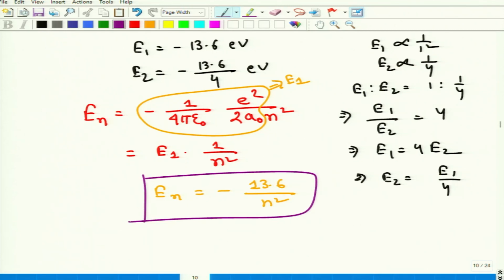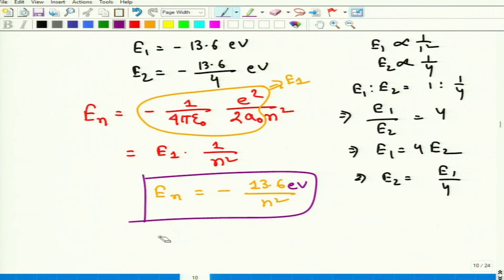For E1 we know the value in electron volt. If anyone asks in joule, then we have to convert. 1 electron volt is 1.6 into 10 to the power minus 19 joule. So, in that way we have to convert. This is the form of En. From here we can easily evaluate E2, E3, E4 and so on.